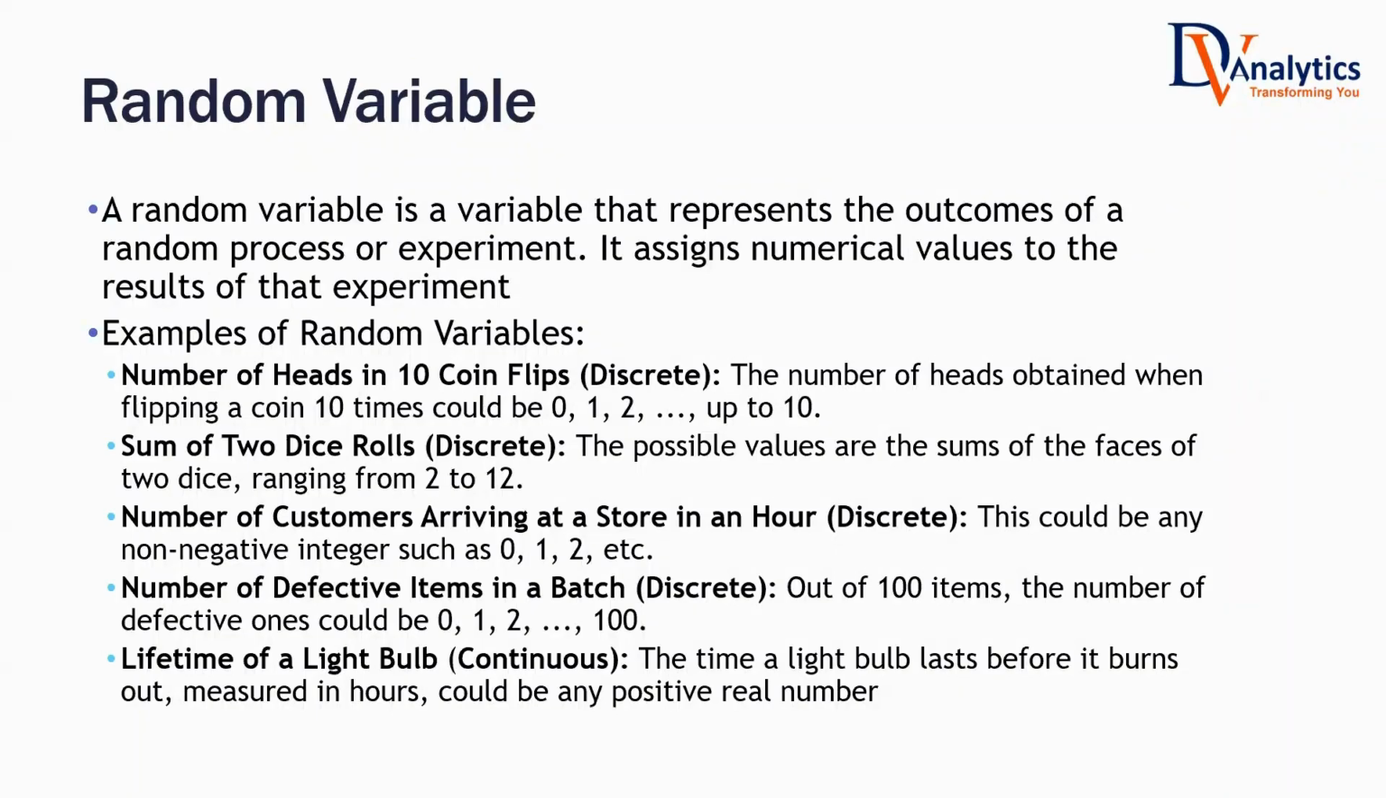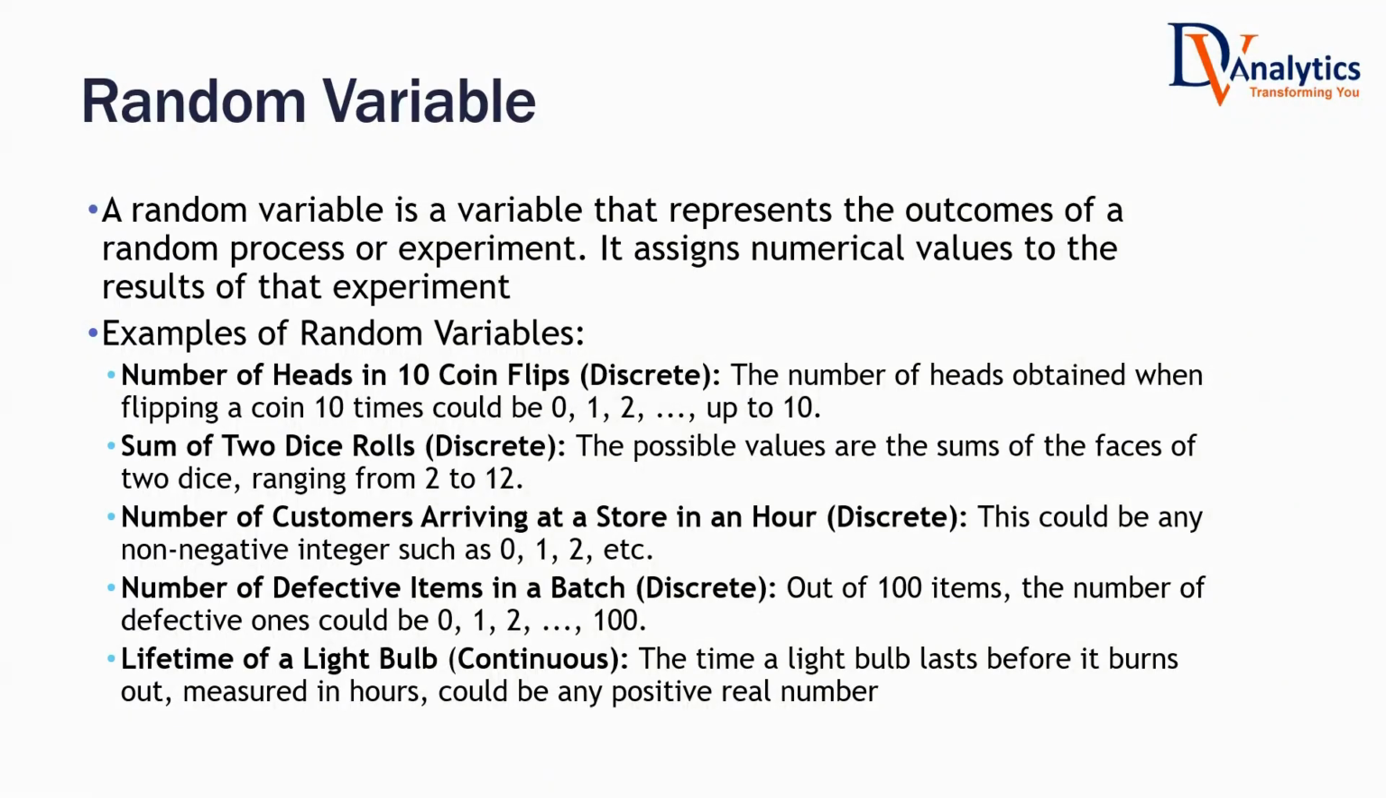The number of customers arriving at a store in 1 hour. I have opened a mall. In that mall, there may be 2,000 customers who can arrive, there can be one customer arriving, there can be 200 customers arriving. That is a random variable. The number of defective items in a batch. If I take a basket of apples, one apple can be rotten, or 2 apples can be defective, or 10 apples can be defective. That is a random variable.